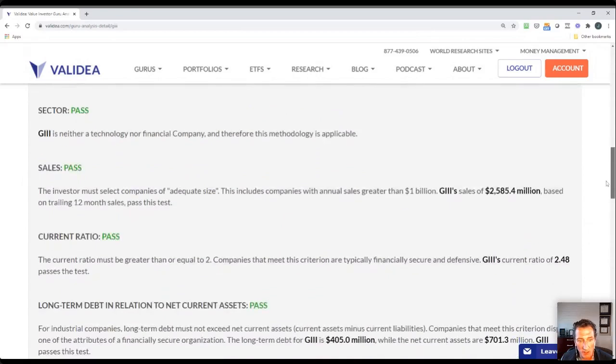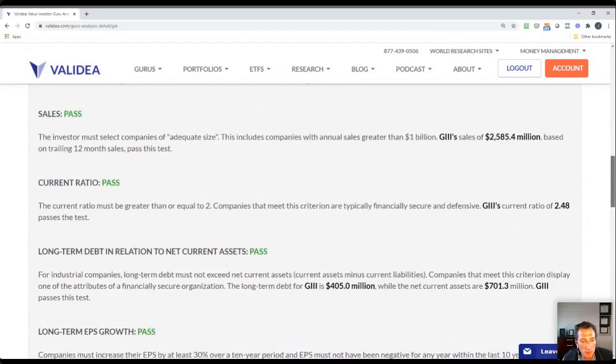So this is a lot simpler of a model. This was written about in The Intelligent Investor, which was published maybe 60 years ago. It first wants to see sales greater than 1 billion. The company has sales of 2.5 billion, so it passes. It then wants to see a current ratio of over 2. So that's current assets divided by current liabilities. That indicates the financial soundness of the company.